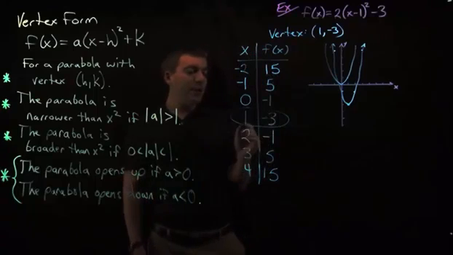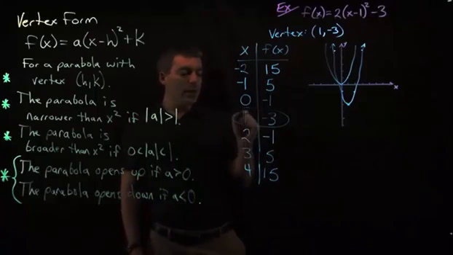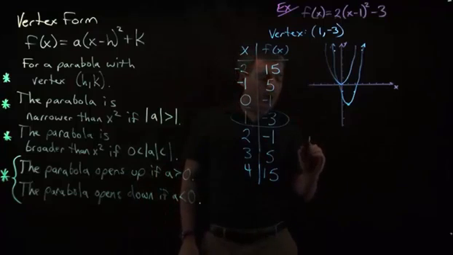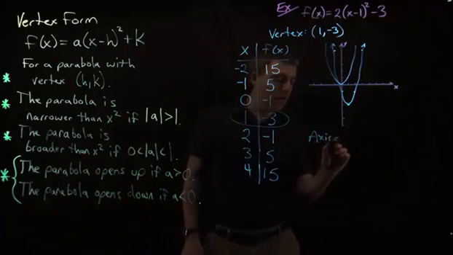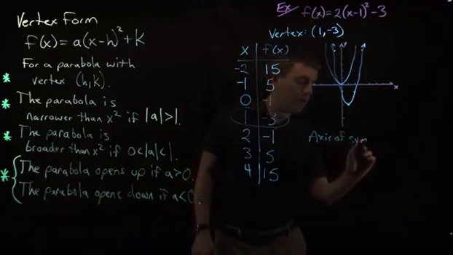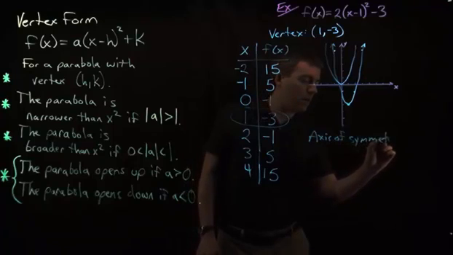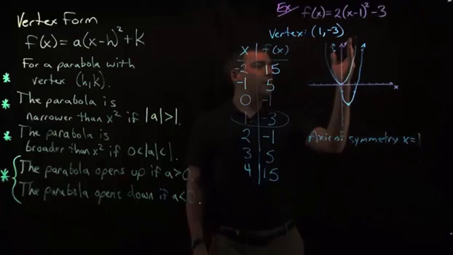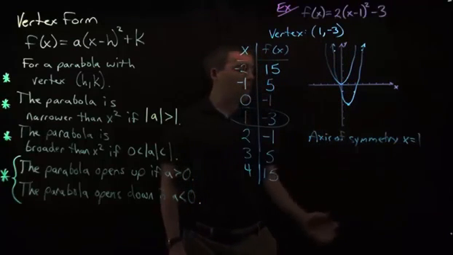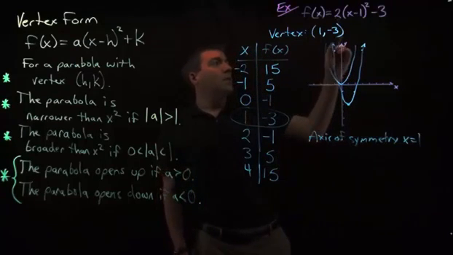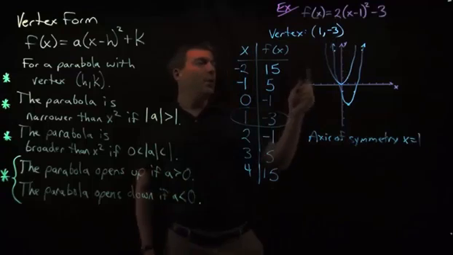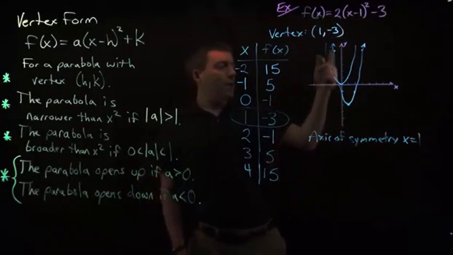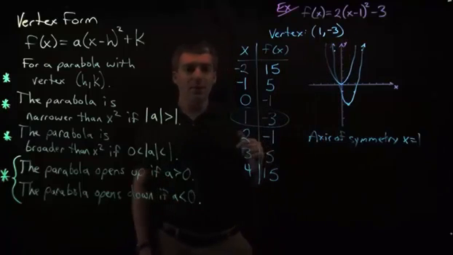The axis of symmetry would run through the x-coordinate of the vertex. So the axis of symmetry, if we wanted to write it down, would be the line x equals 1. So through here. Oh, and we also know that since the a is 2, which is positive, the parabola will open up, and we see that reflected in the graph.